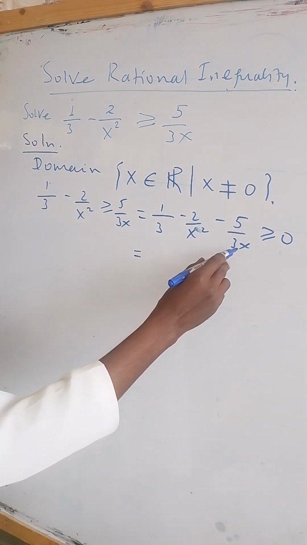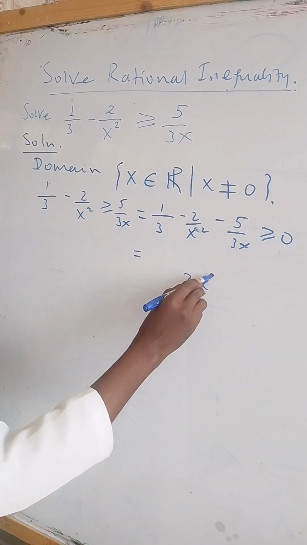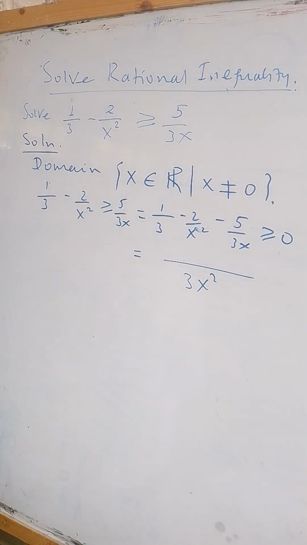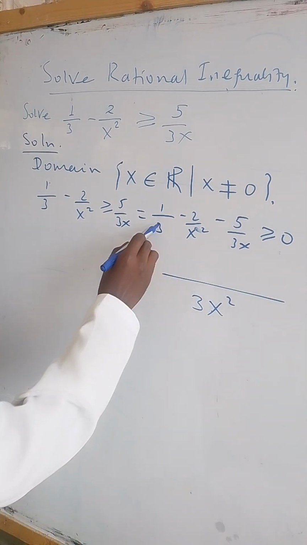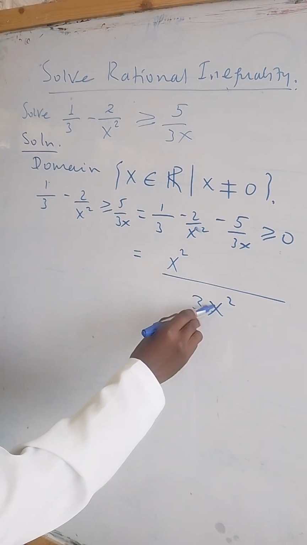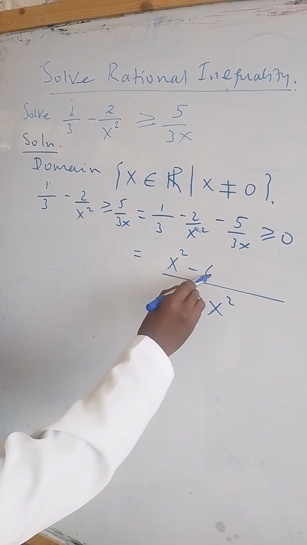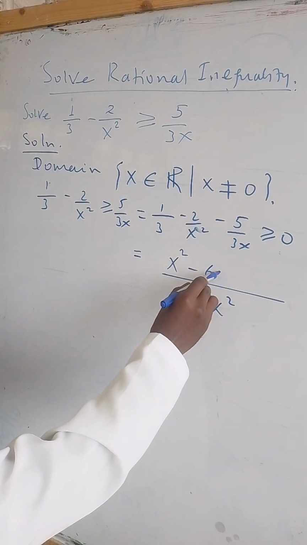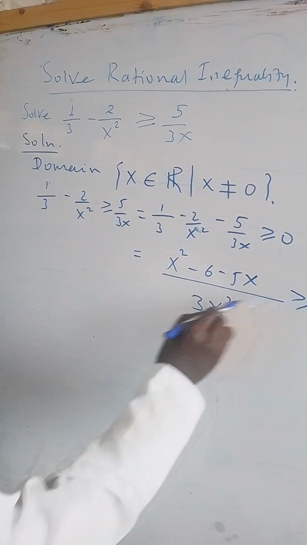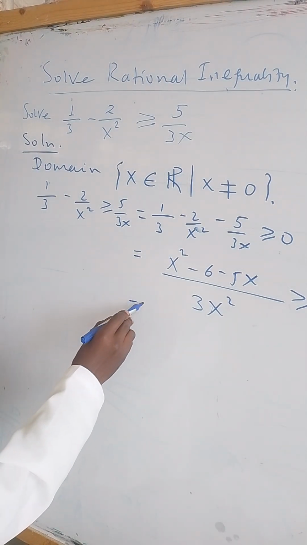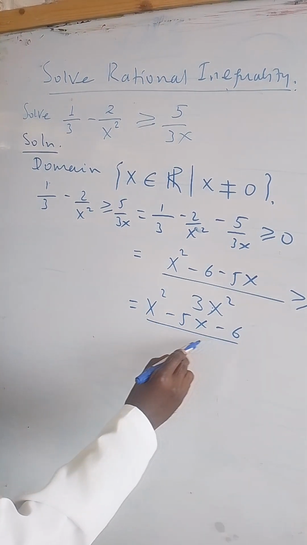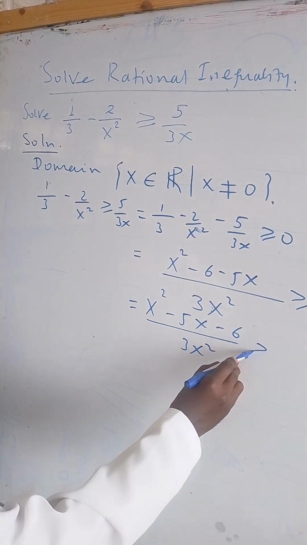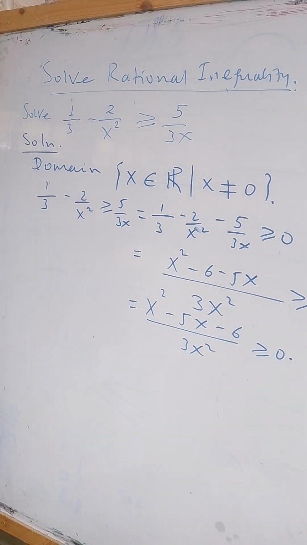To write it in the form p(x) over q(x) greater than or equal to 0, take the LCM of the denominators, that is 3x². Dividing by 3, we obtain x²; for the second term, 3 times 2 is minus 6; and for the last term, dividing by 3x, it is minus 5x. So it is written in the form p(x) over q(x), that is (x² minus 5x minus 6) over 3x², greater than or equal to 0.